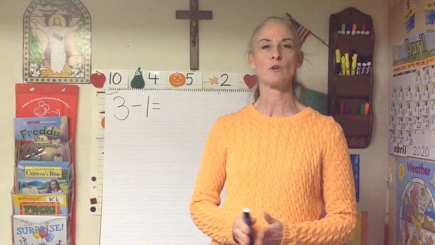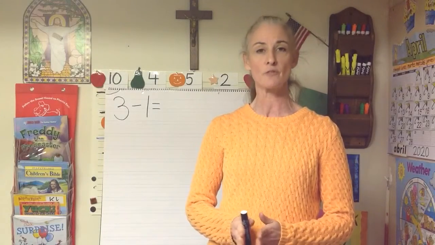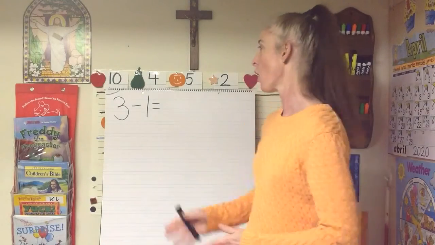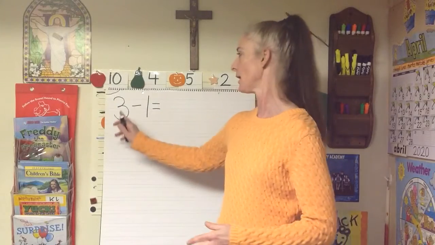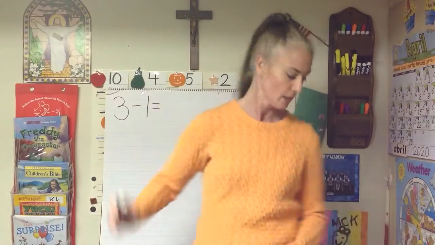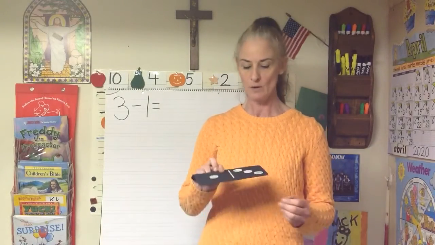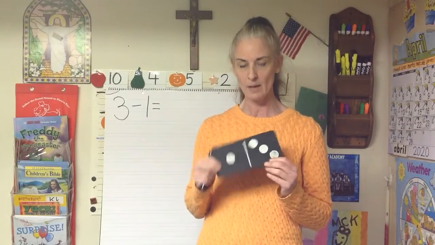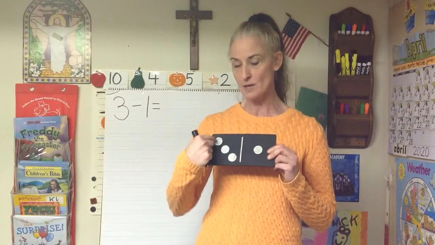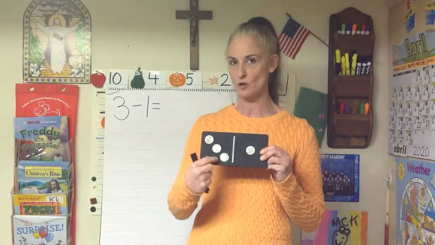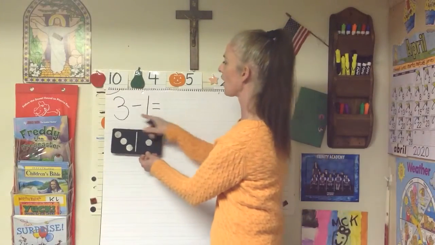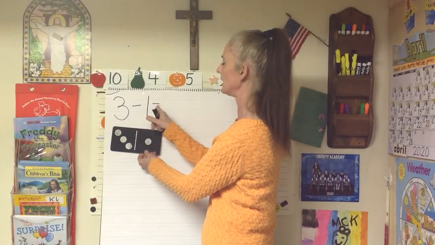Well, we can write subtraction action sentences in vertical form as well as horizontal form. Here I have 3 minus 1. And I'm going to use the similar information that you're going to do on your paper today. Okay? So I took a domino and it's in horizontal form. I'm going to turn it this way though because I know the larger group goes first. So I wrote down 3 minus 1 equals.